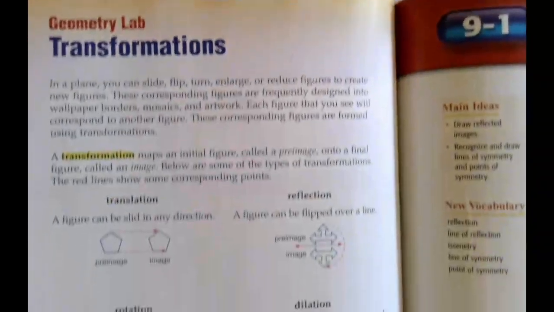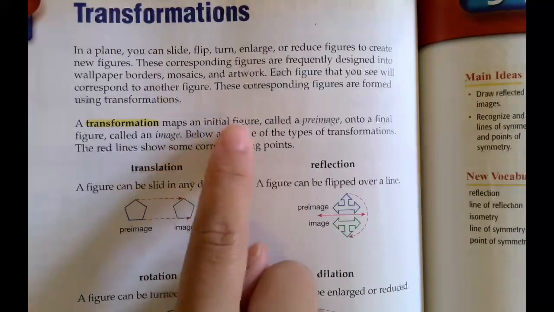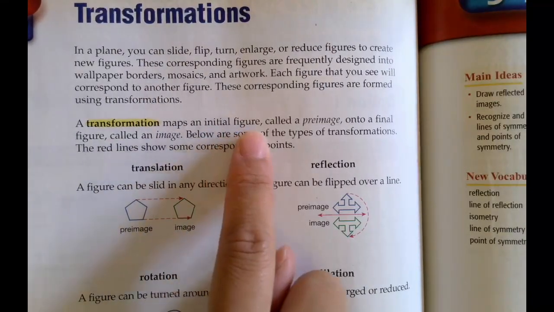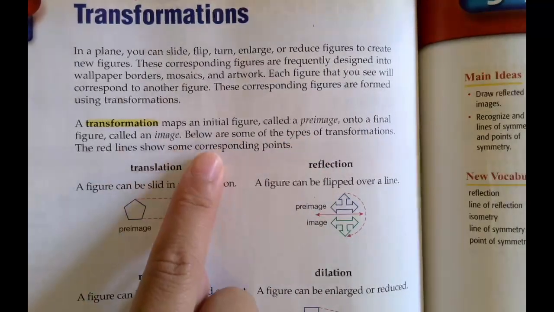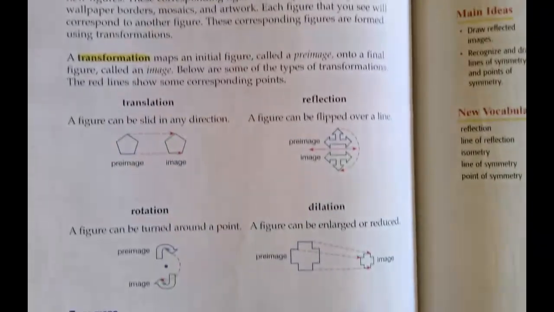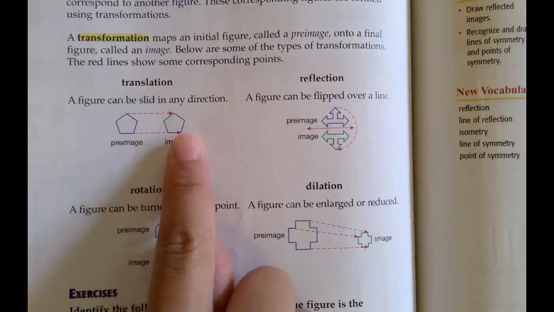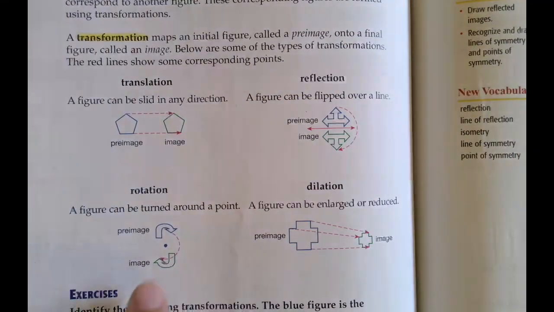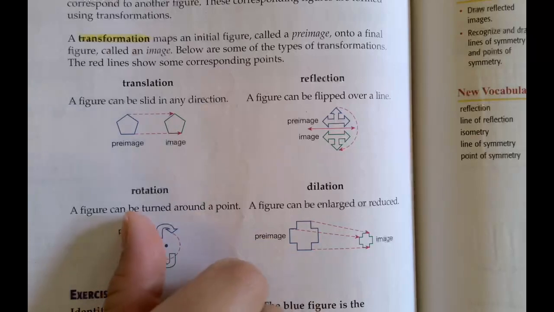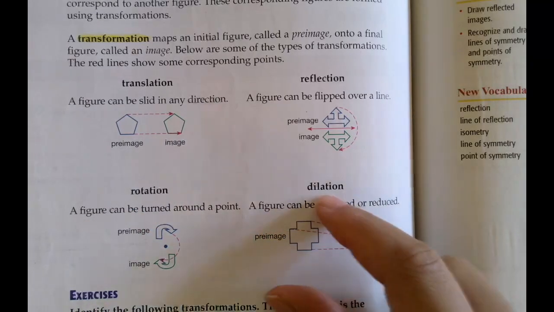First of all, a transformation maps an initial figure called a pre-image onto a final figure called an image. Below are some of the types of transformations that we're going to be learning. Translation is a slide. Reflection is flipping it. Rotation is turning your figure, and dilation is either making it bigger or smaller.